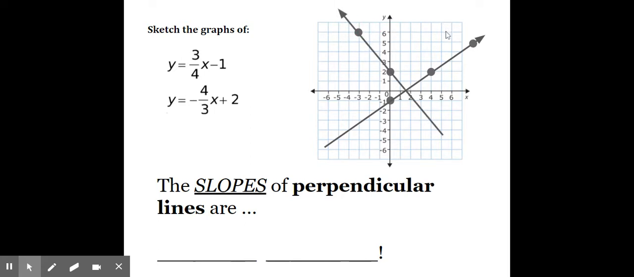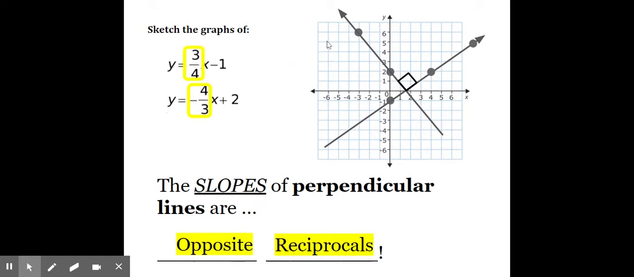Now notice that these two lines, because they go on forever, are going to intersect. And notice that they will intersect at a perfect 90-degree angle. That means they're perpendicular. Let's talk about the slopes. The slopes are opposite reciprocals. They're opposite in that one is positive and one is negative. One slants upward while the other falls downward.